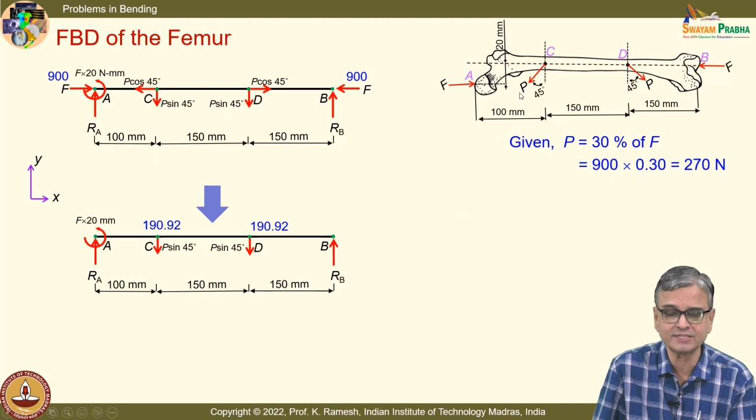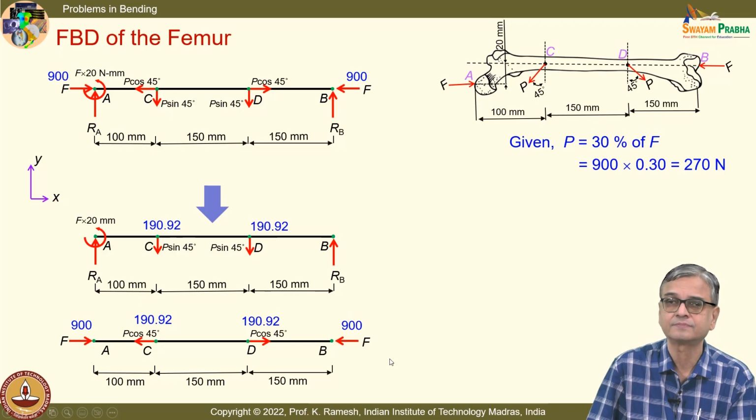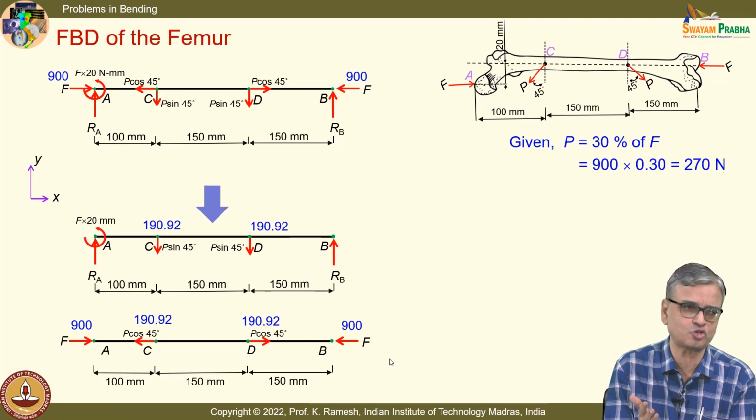And you also have 2 muscles attached at points C and D. They carry some amount of load, and you are given that this takes 30% of F, and you have been shown the direction of the force. So, if I have this as 270 newtons, and I have to find out what happens at C and D, vertically it is 190.92. This is also given at 45 degrees. Horizontally also it will have 190.92. So, I have one problem which deals with bending, another problem deals with compression. Once it is given, the problem is very simple for you to solve.